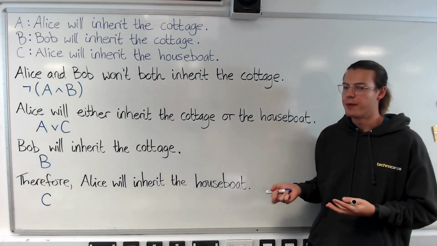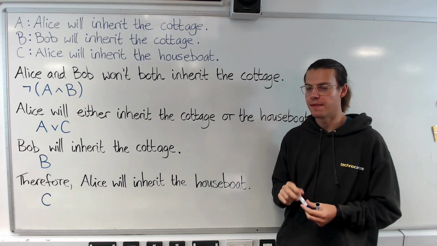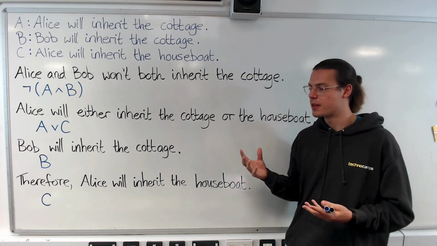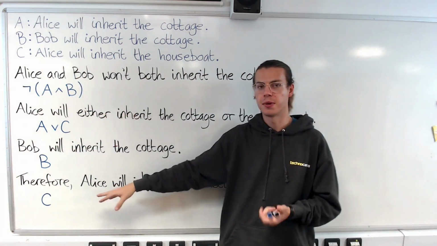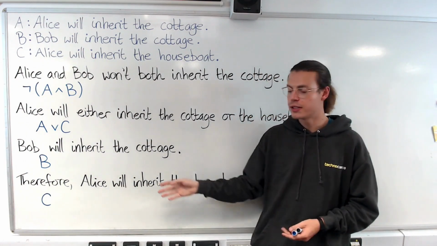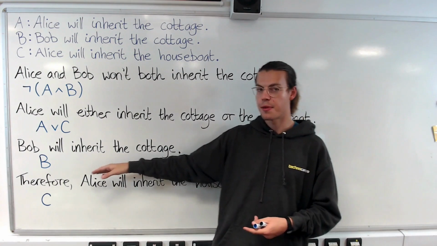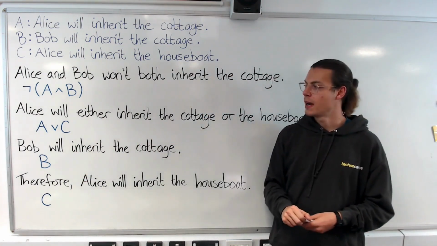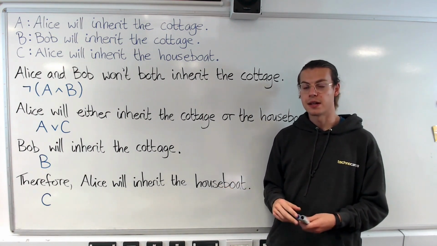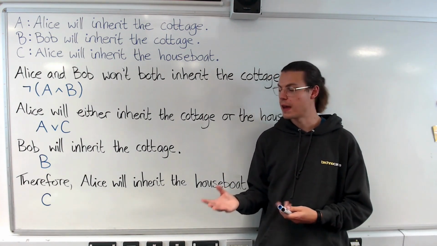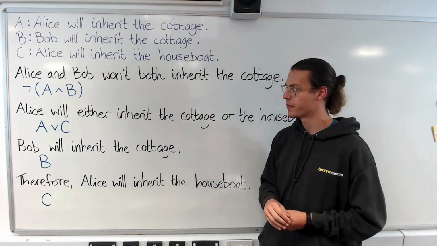Now we want to determine whether this is a valid deduction. Well, what does it mean for this to be a valid deduction? It means that if all the premises are true, then the conclusion must be true. In other words, the conjunction of the premises implies the conclusion. And if we draw a truth table for that statement and find that it is a tautology, then the argument is valid, otherwise it is invalid. So let's do that.